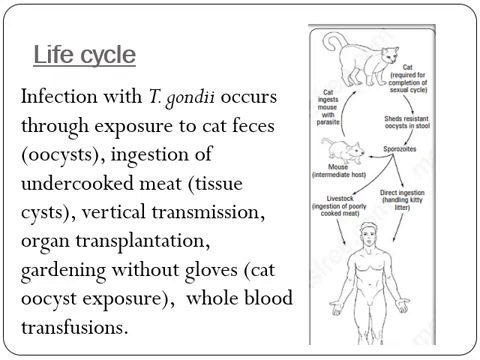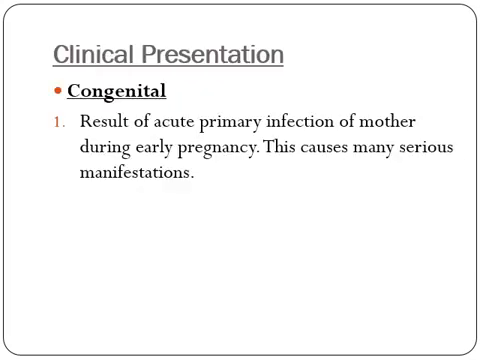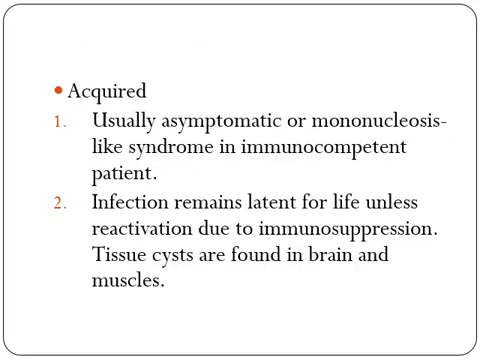Then we see the clinical presentation of the disease. The first and the most common is congenital toxoplasmosis. This results from acute primary infection of the mother during early pregnancy. This causes many serious manifestations in the outcoming fetus.